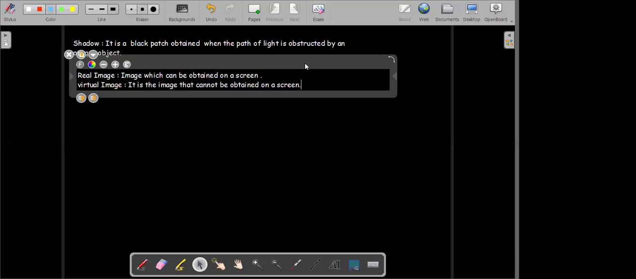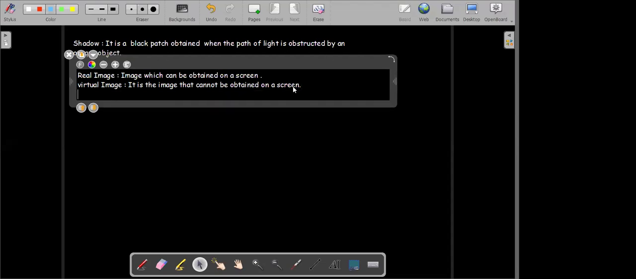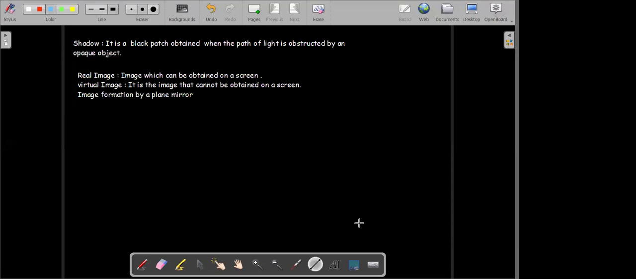You see, now we are looking at image formation by a plane mirror. This is a very important concept. Image formation by a plane mirror. See, here I'm taking a plane mirror. Let's take this one to be a plane mirror.